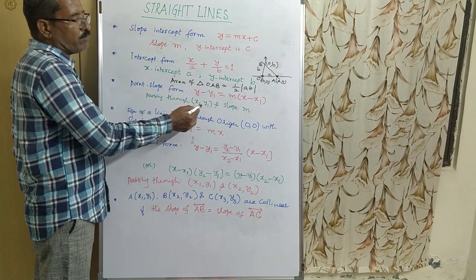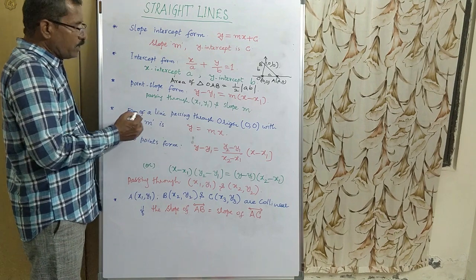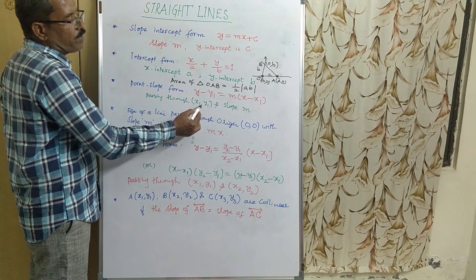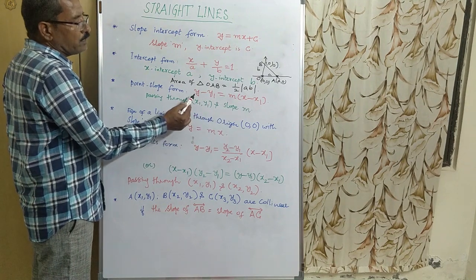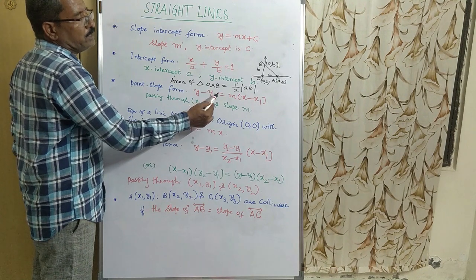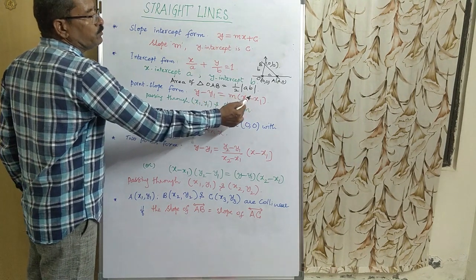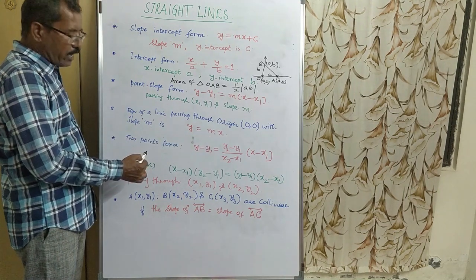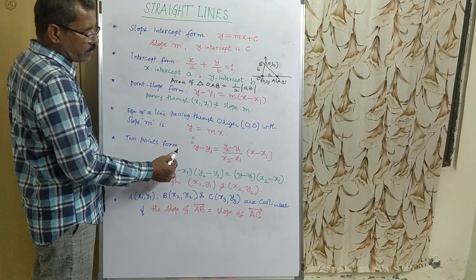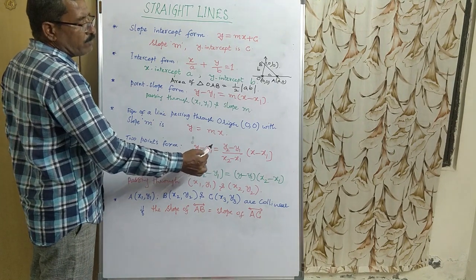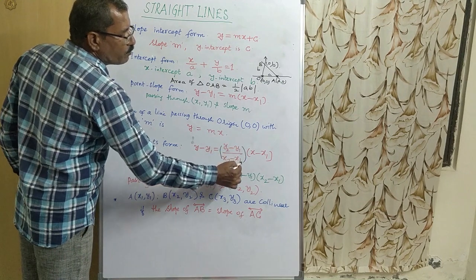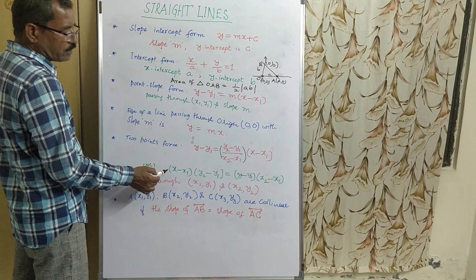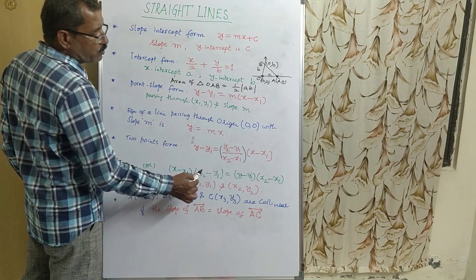Equation of a line passing through the origin 0, 0. Suppose my x1 comma y1 is 0 comma 0. Then the line becomes y minus 0 is equal to m into x minus 0, that is y is equal to mx. Two points: suppose we have the 2 points x1, y1 and x2, y2. Then the equation is y minus y1 is equal to the slope, y2 minus y1 by x2 minus x1, into x minus x1. That you can write like this also: x minus x1 into y2 minus y1 is equal to y minus y1 into x2 minus x1.